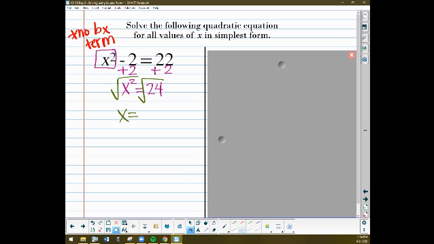All right, this time I took the square root of both sides, so I'm going to put my plus or minus because I know I have to have that. But the square root of 24 is not a perfect square. And it says that I need to put the values in simplest form, so I cannot leave it square root of 24. I have to think about the largest perfect square that goes into 24.